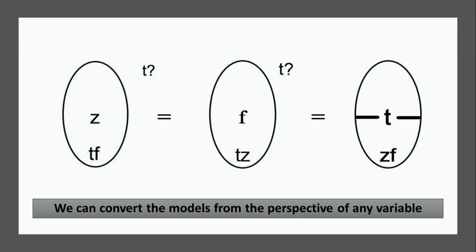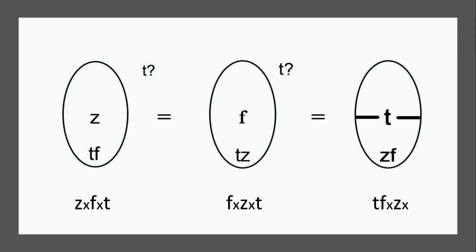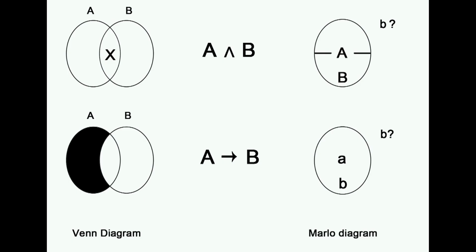We can convert the models from the perspective of any variable. In formal language, subscript x functions as a universal quantifier. We observe that the model of T is divided. A part of T is associated with Z and F. But there is another part of T indeterminate in the premises and that is indicated in the previous models as T question mark. Each region of the models shows one of the possible combinations between two variables. The meaning of the blanks within a model depends on the context.